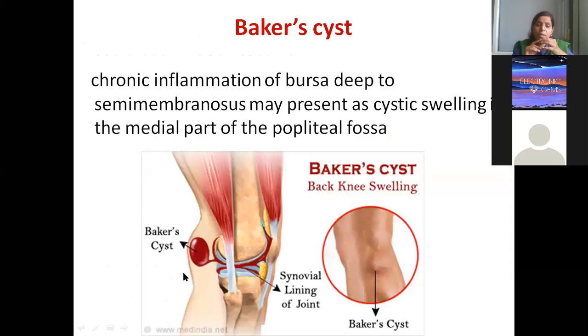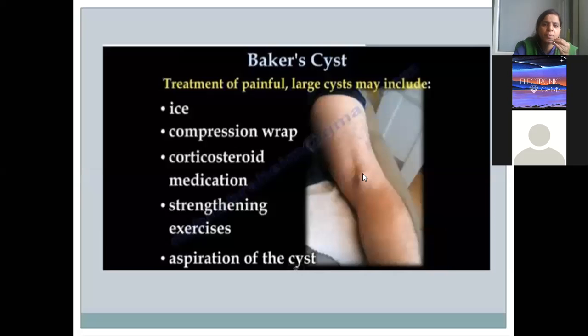Like that we have so many bursae around knee joint because this is very superficial and may be involved in many movements. Baker's cyst is chronic inflammation of bursa deep to semimembranosus, which may present as cystic swelling. I discussed this when I was doing popliteal fossa also. It is seen in the medial part of the popliteal fossa. So that is Baker's cyst.